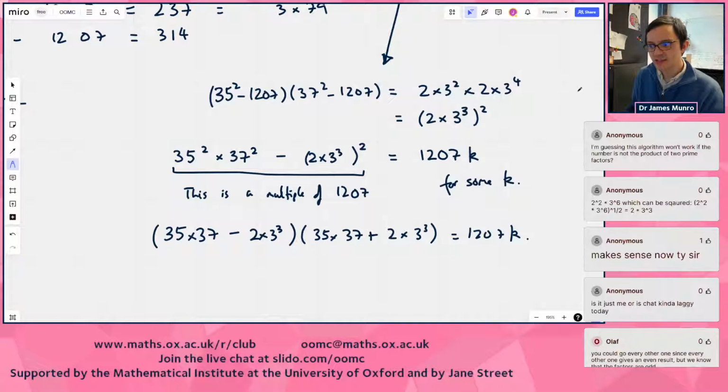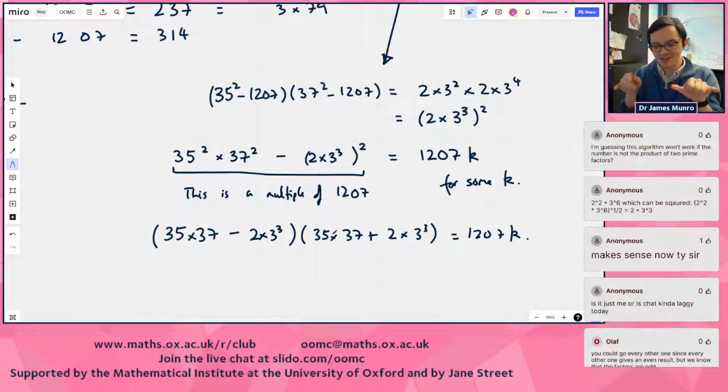So here's the kind of wish and a prayer, I suppose. But if you work these numbers out, it might be the case that you get unlucky and one of them just is 1207 or is a multiple of 1207, and the other one is some random chunk which kind of matches up with the k. But maybe the factors of 1207 split into the two brackets.